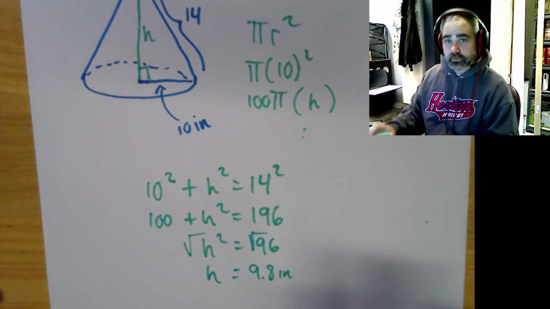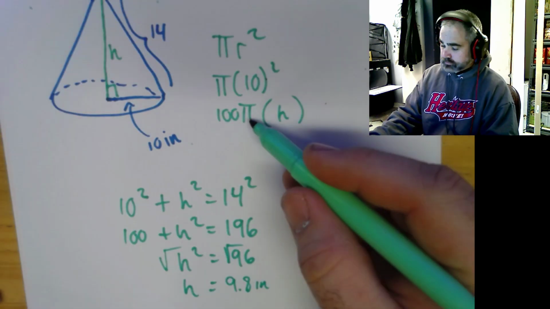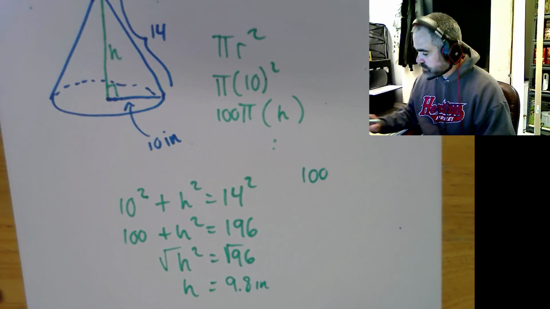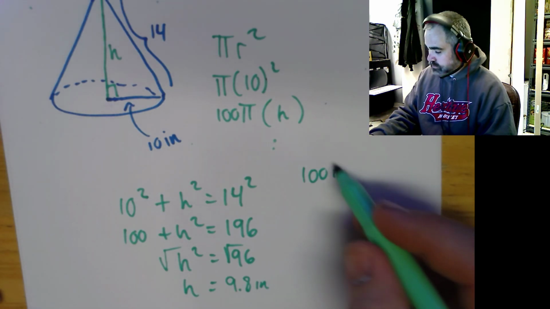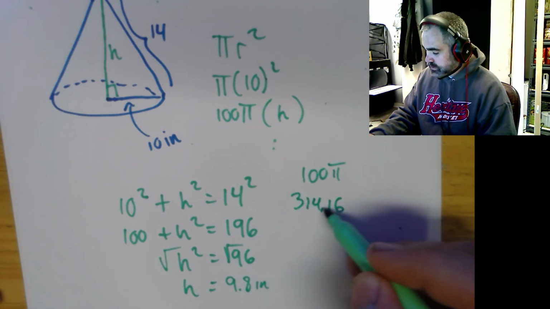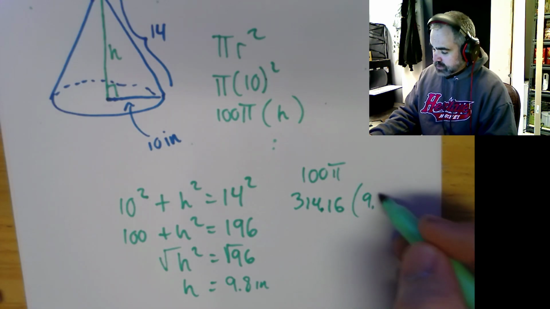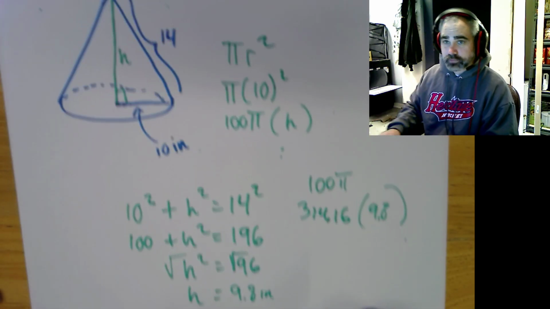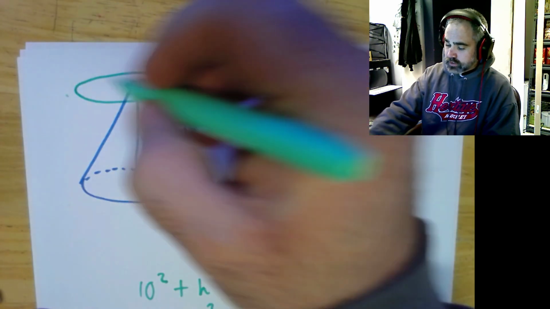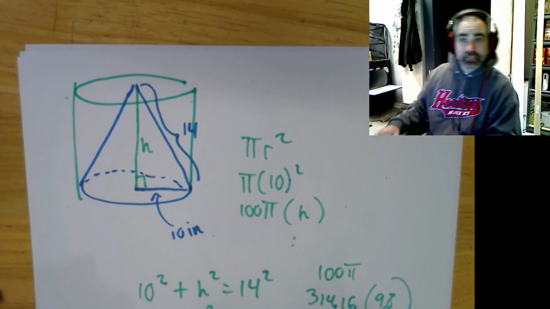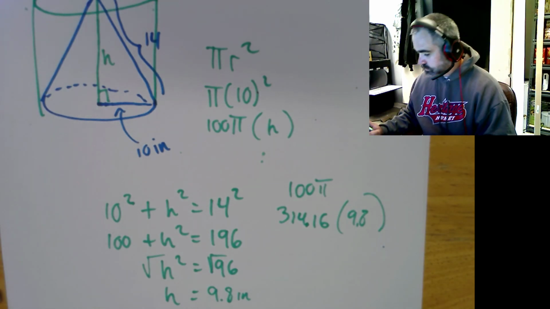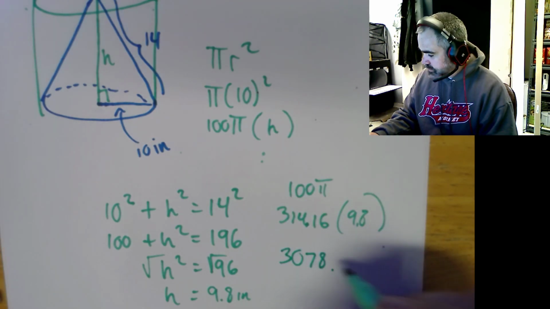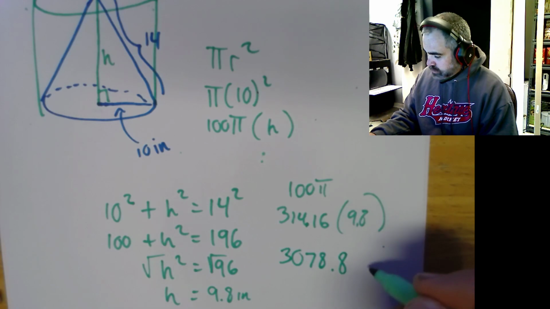So if I want to find the volume of this, I do 100 pi, and I'll go ahead and type that up for you if you didn't do it in your own calculator. So that's 100 pi, 314.16 approximately, times 9.8, and that's going to give you the volume of, not the cone, it's actually going to give you the volume of the cylinder that the cone fits inside. Because remember, it's area of the base times the height. Okay, so that is going to be 3,078.8 cubic inches.